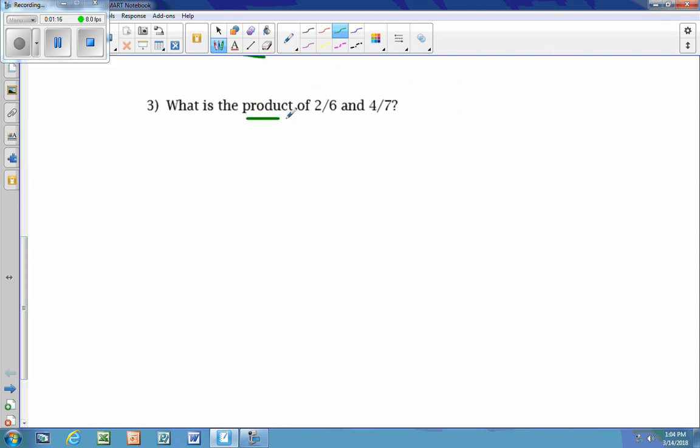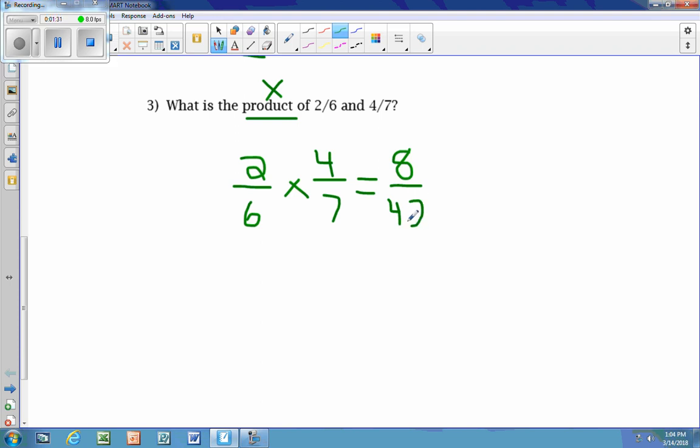Once again, we have product, which tells us to multiply. So we have 2/6 times 4/7, and we just multiply straight across. And when we do that, we end up with 8/42. They're both even numbers, so I know that I can simplify. So I'm going to start by dividing them both by 2, and we end up with 4/21.